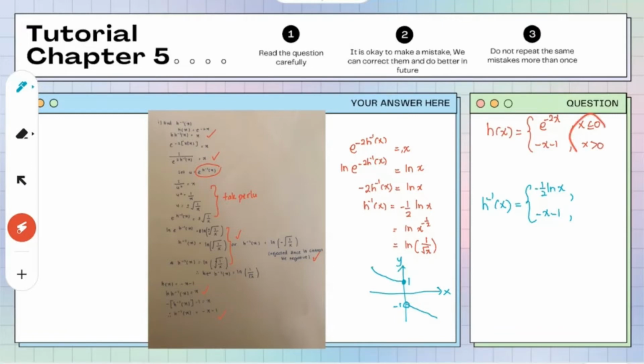The domain of h(x) will be the range for h inverse, and the range of h(x) will be the domain for h inverse. So let's look first at the range of this function. Our range is negative infinity until negative 1, and then 1 until infinity. So this means our domain will be x more than or equal to 1. And for negative x minus 1, the domain will be less than negative 1. We will see this based on our graph in a while.